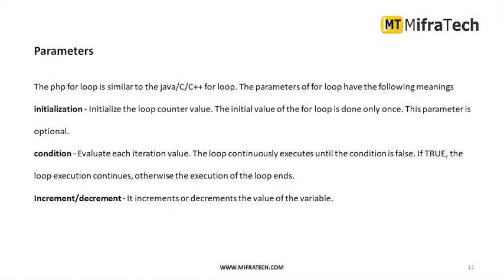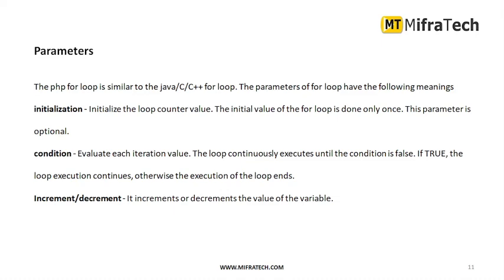Some parameters must be executed in the for loop. The PHP for loop is similar to the Java and C++ for loop. The parameters of the for loop have the following meanings: initialization, condition, and increment or decrement. These are the parameters that must be executed in the PHP for loop.